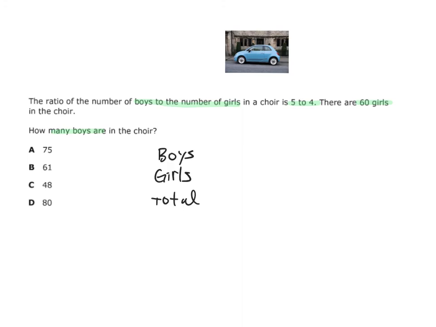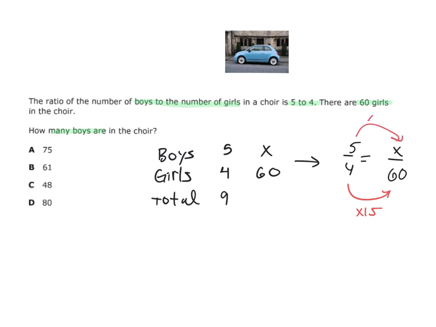We know that the ratio of boys to girls is 5 to 4. That would give us a total of 9. We know that there are 60 girls in the choir, and we want to know how many boys there are. We can use this information to write a proportion. 5 over 4 equals x over 60. This one is straightforward. 4 times 15 is 60. So we need to multiply 5 times 15. That gives us 75 boys. And that's answer choice A.